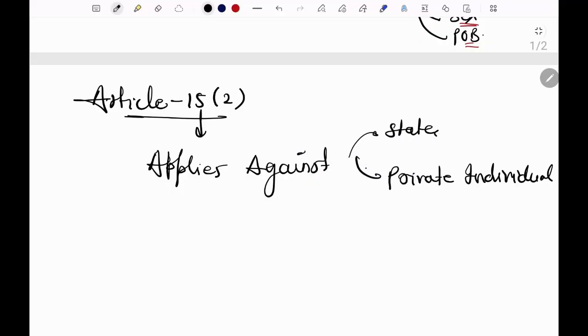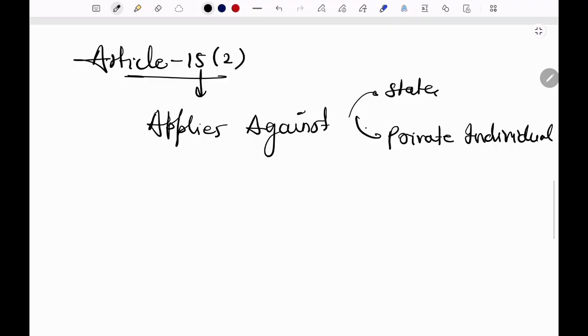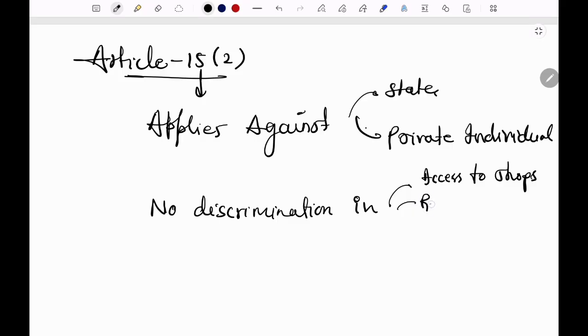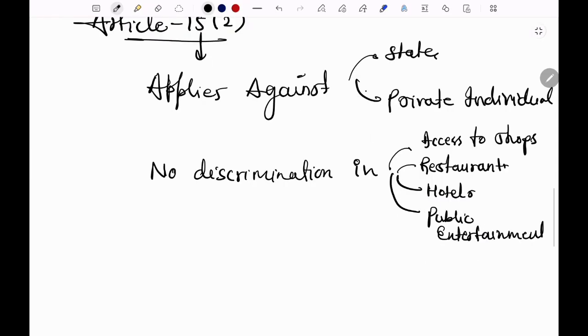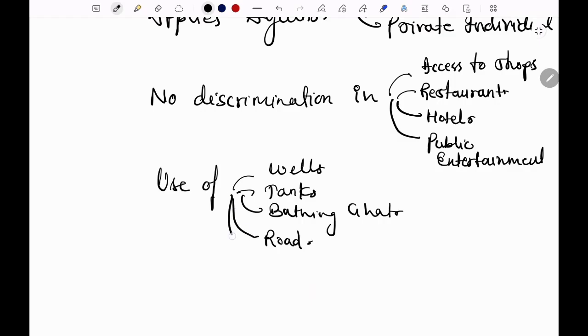It applies against state and private individual, so that there is no discrimination in what? In access to shops, restaurants, hotels or public entertainment, and there should be no discrimination in the use of what? Wells, tanks, bathing ghats, roads, public resorts.